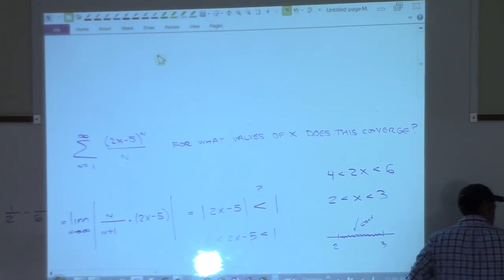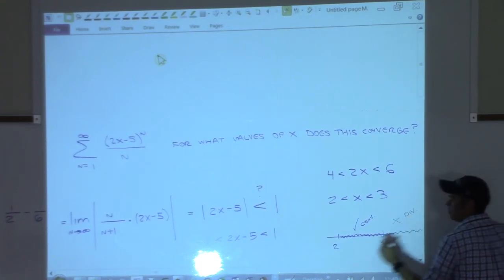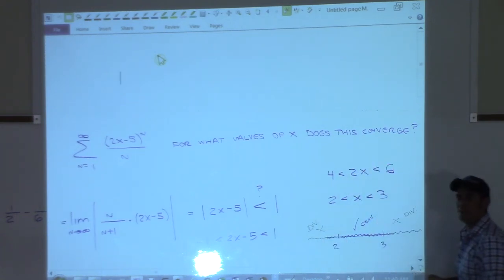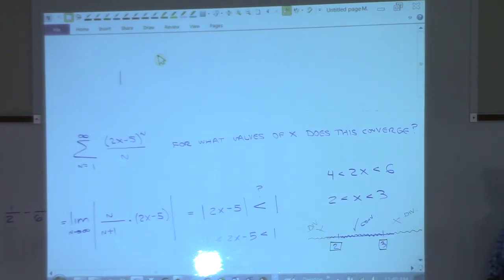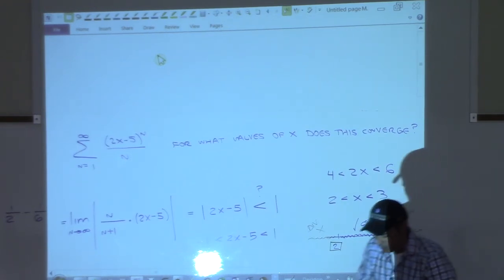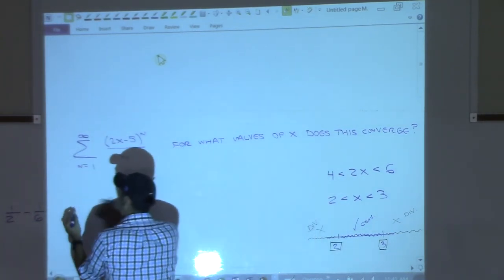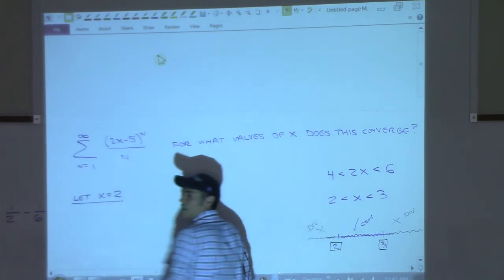We know that outside of that, we fail. We have divergence. Divergence here. Fails. What we still don't know about is what's happening here and here. So at 2, what happens? At 3, what happens? Do y'all see that? Okay, so now we actually have to check each of the 2 endpoints. So I'm going to go back to the beginning of the problem, right here, and I'm going to say, all right, let x be 2.